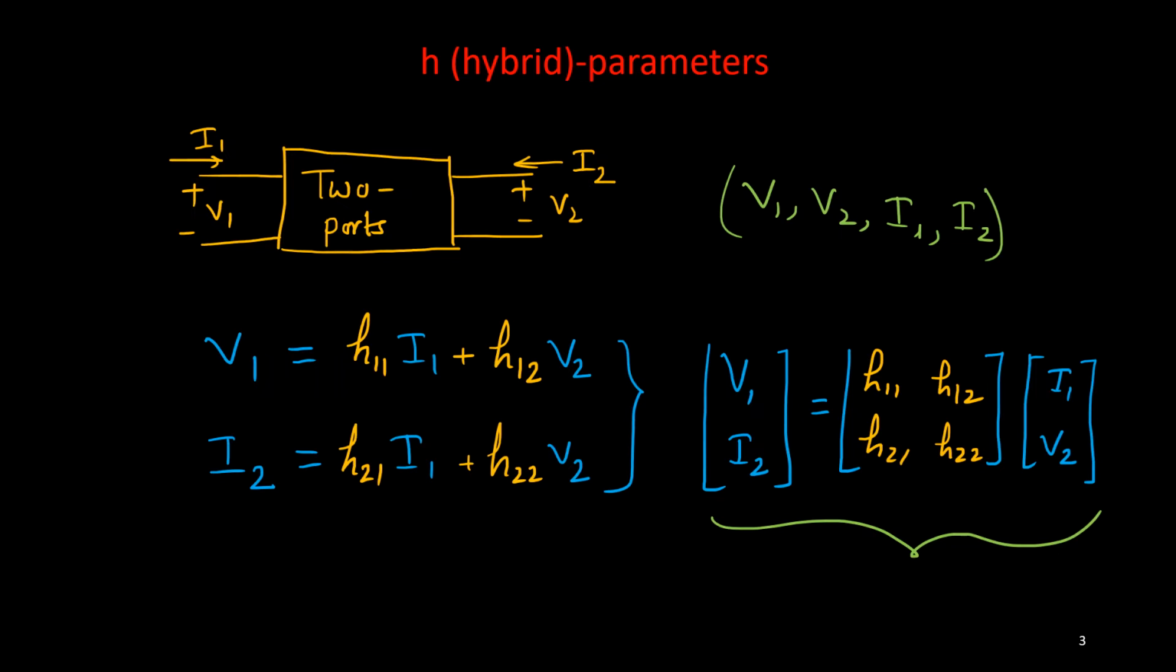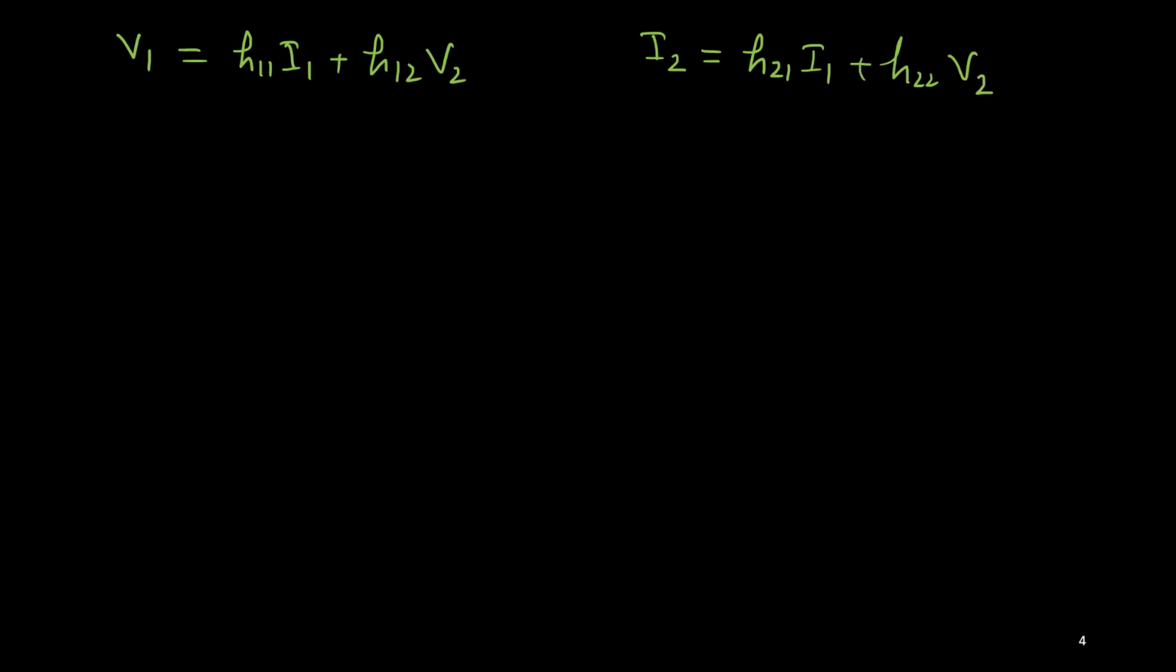Now, you see we have got these two equations. One is V1, another one is I2. So V1 is H11 I1 plus H12 V2, and I2 is H21 I1 plus H22 V2. Now these are the two equations.